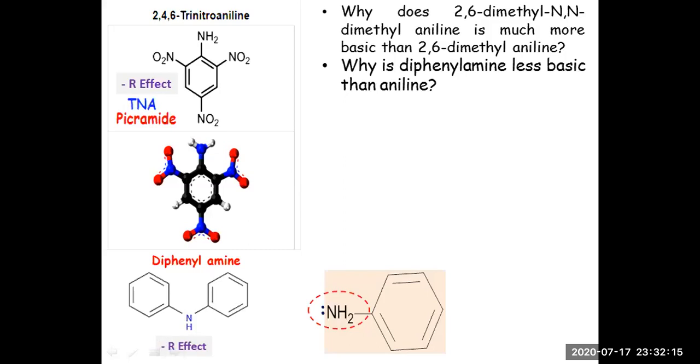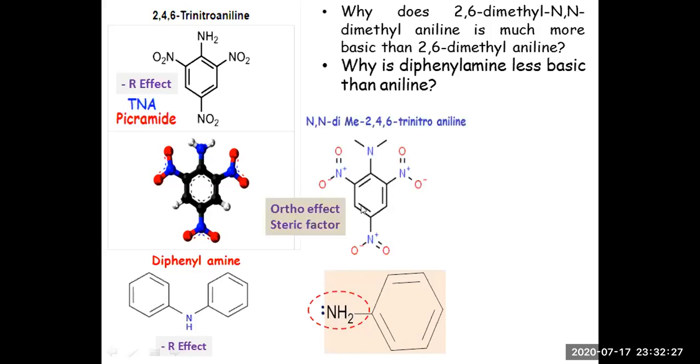So there is an electron withdrawing effect because of this ring, which makes it poorly basic in nature. So diphenylamine is a weaker base, or less basic, as compared to aniline. Let us take another example now. This is N,N-dimethyl-2,4,6-trinitroaniline.